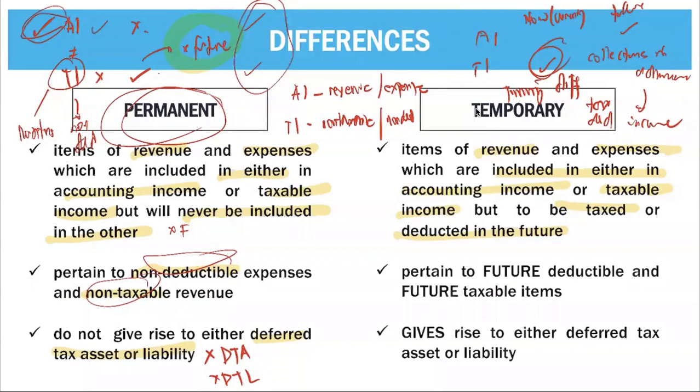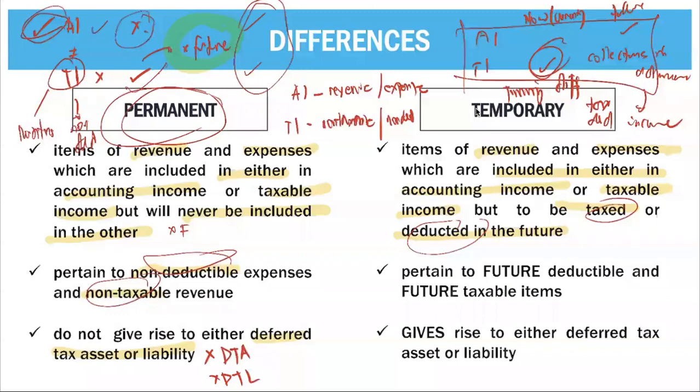However, in your permanent difference, as you can see, it can be included in one, but not on the other. Not included in one, but included on the other. That happens in permanent. In temporary, it can be included now in one, but it will be included or not included in the future. So there will only be a timing difference here in your temporary difference. So permanent difference, no timing difference. Because again, what happens is you will remove it at all. Kasi nga, you cannot reconcile it. However, in your temporary, you will tax it or deduct it in the future. And since you will deduct it or tax it in the future, then there can only be a timing difference on your recognition of your taxable and deductible items, both on accounting income and taxable income.